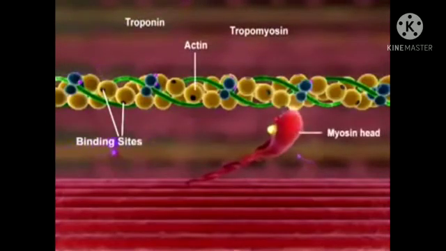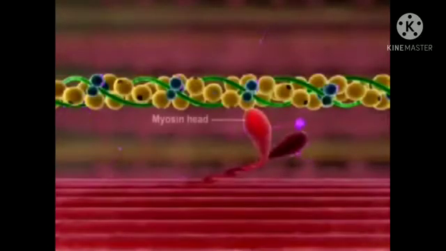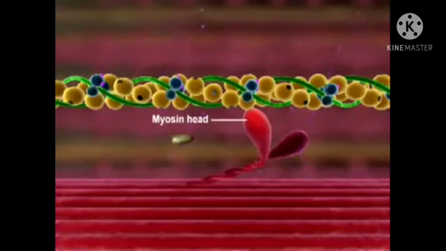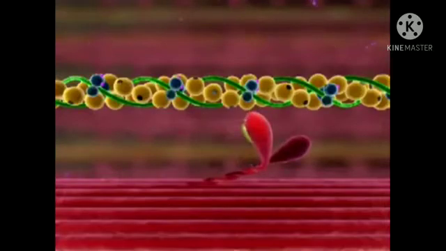The myosin head must be activated before it forms the cross-bridge. ATP binds to the myosin head, which is hydrolyzed to ADP and inorganic phosphate.